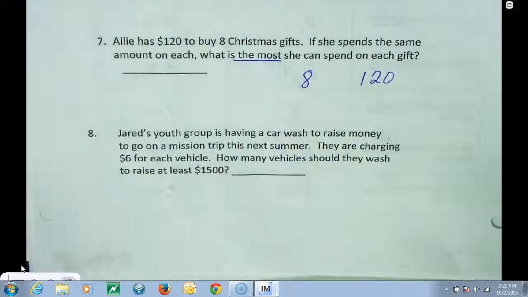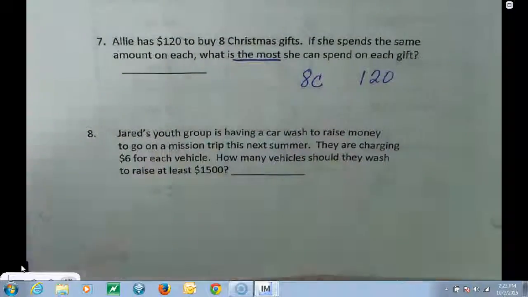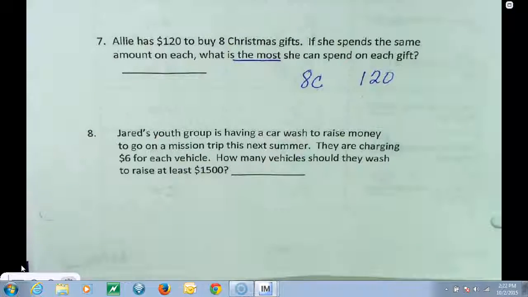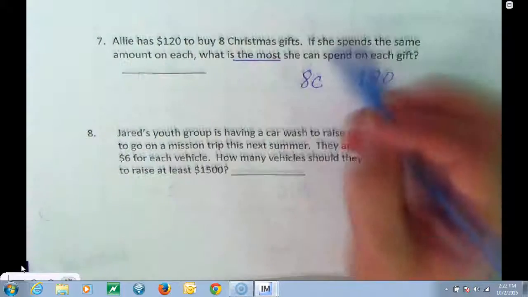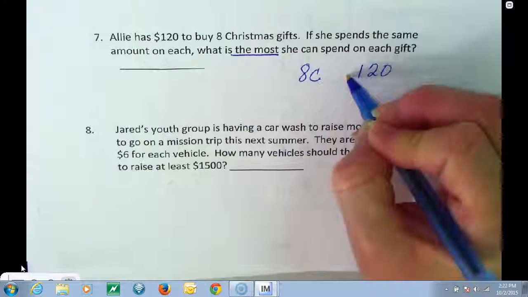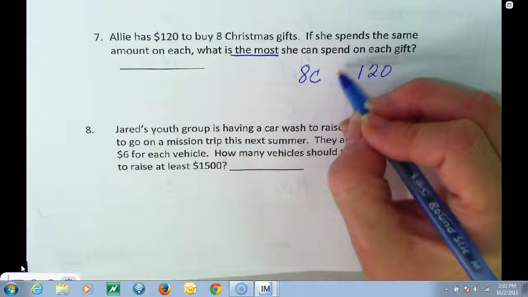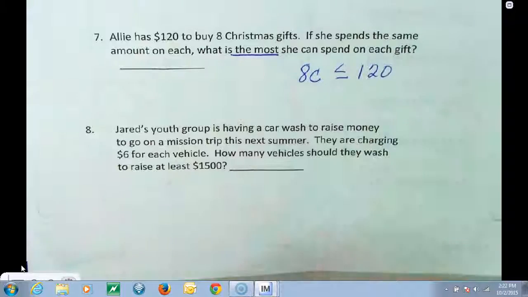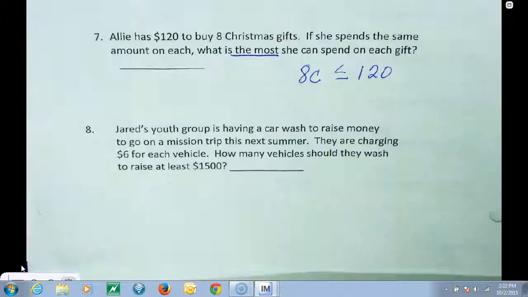Do I add the number of gifts? Can I subtract or add the number of gifts and the money? Yeah, I'm going to multiply, aren't I? I'm going to multiply 8 times the cost. That's going to give me the total cost I'm spending. So what symbol am I going to put in here? Less than or equal to? Yeah, she only has $120. She can't spend over that. So this has to be less than or equal to 120.